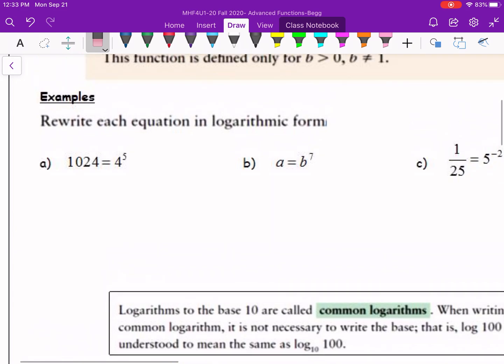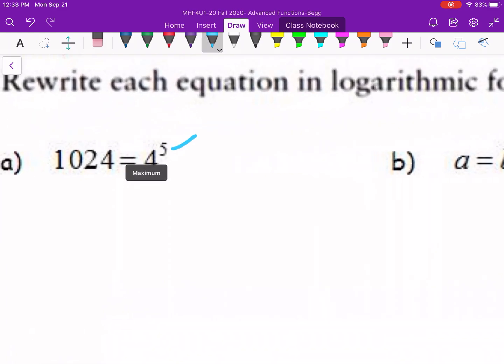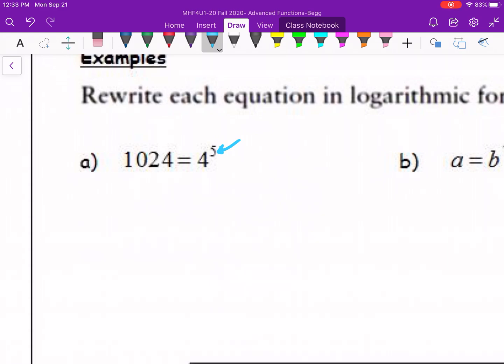So if we call the 5 the exponent, and 4 is the base, and there's a fancy word for what 1024 is, I forget it. I'm going to call it the answer for now. As in, what do you get if you raise 4 to the exponent 5? Well, the answer is 1024. I should remind myself of what that word is, but it's not coming to me at the second.